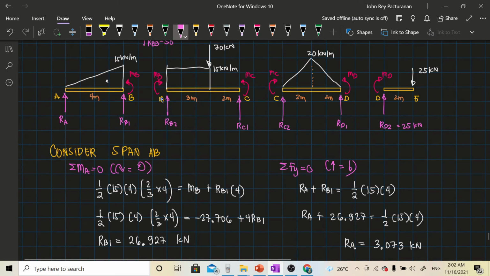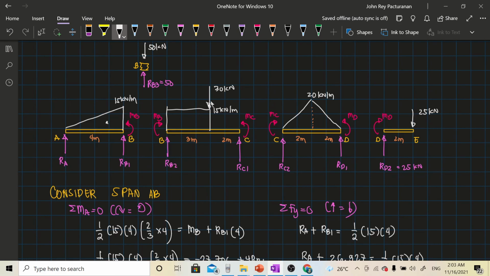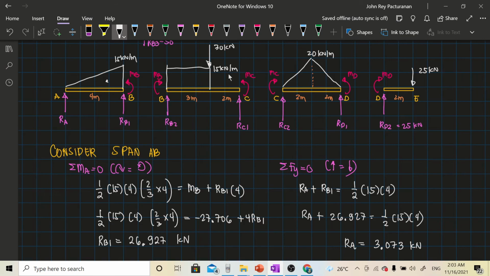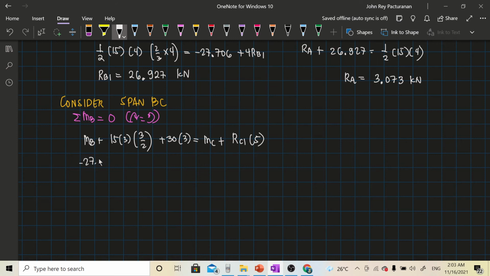So, ang mangyayari, yung clockwise moment natin, class tatlo, yung MB, yung uniform load, and yung concentrated force. So, therefore, MB plus 15 times 3, tapos 3 halves, di ba? Ganun yung mangyayari, 15 times 3, times 3 halves, tapos plus 30, then multiplied by 3. And the counterclockwise moments are MC plus RC1 times 5. Diba? Kasi kung titingnan nyo, counterclockwise itong dalawang forces na to or dalawang loads. So when we substitute the moment at B as negative 27.706, wait lang, I need to rewrite this. Negative 27.706 plus 15 times 3, then 3 halves plus 30 times 3 is equal to, yung moment at C is negative 23.679.